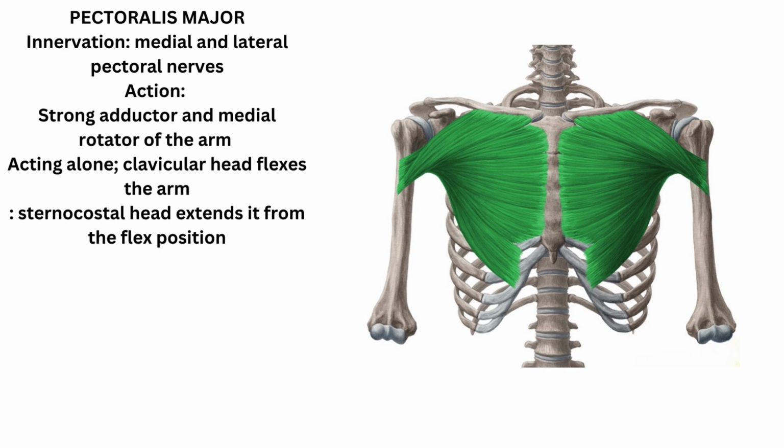Pectoralis major is innervated by both medial and lateral pectoral nerves. Pectoralis major is a strong adductor and medial rotator of the arm. Acting alone, the clavicular head flexes the arm while the sternocostal head extends it from the flexed position.